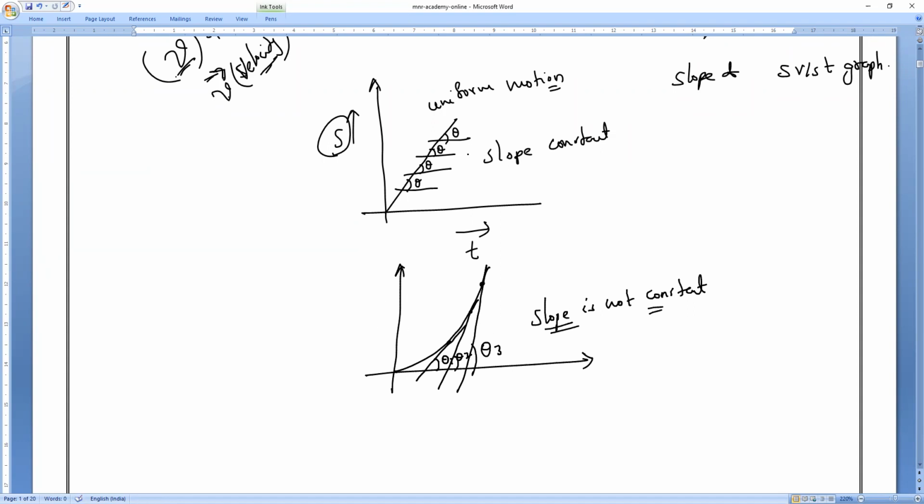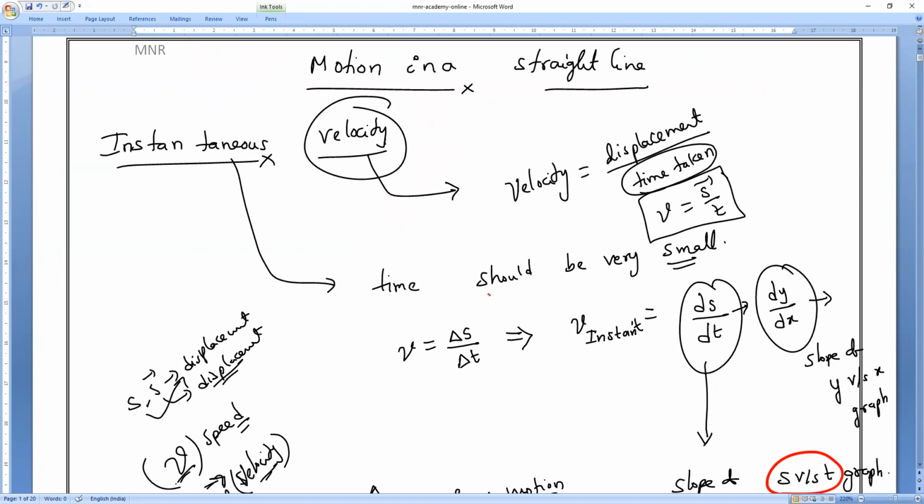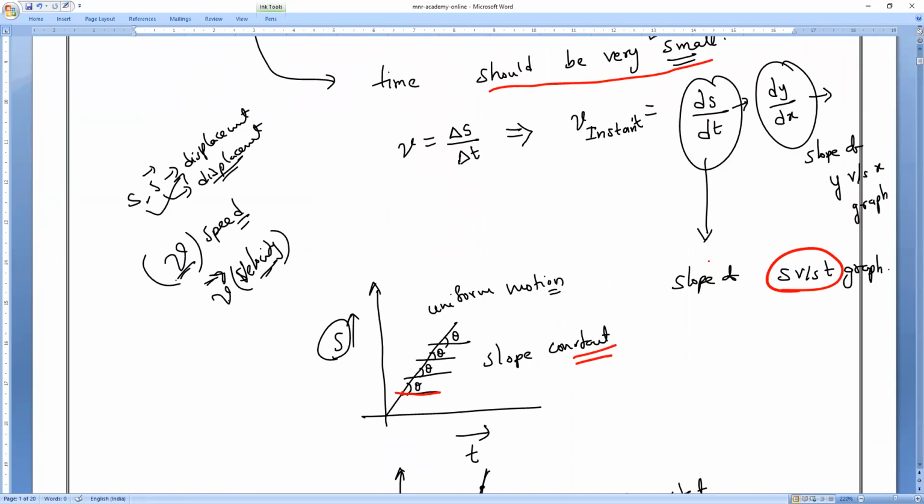Now from this graph, if you observe very carefully, at this point, if I want to find the slope, here also I can draw. We all know the slope in a linear graph always remains constant. So if you want to find ds by dt, we will take the instantaneous velocity. Instantaneous velocity means time must be a very small interval of time. So let me take time intervals of 1 second, 2 seconds, 3 seconds, 4 seconds. For example, the graph will be like this.